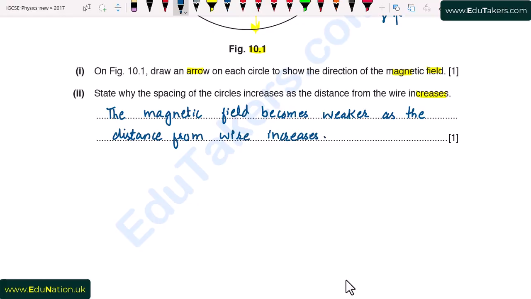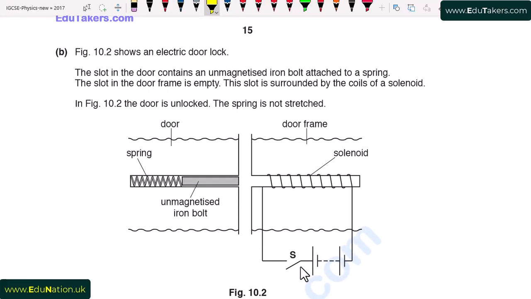Going towards the next part. Part B. Figure 10.2 shows an electric door lock. The slot in the door contains an unmagnetized iron bolt attached to a spring. The slot in the door frame is empty. This slot is surrounded by the coils of a solenoid. So here is figure 10.2. We can see that there is a solenoid and also an unmagnetized iron bolt that is attached to the spring. There is also the switch.